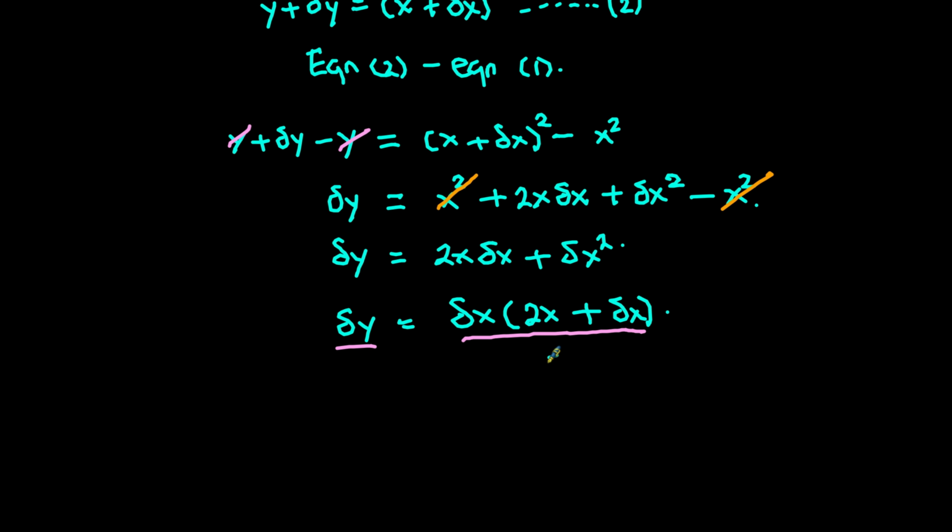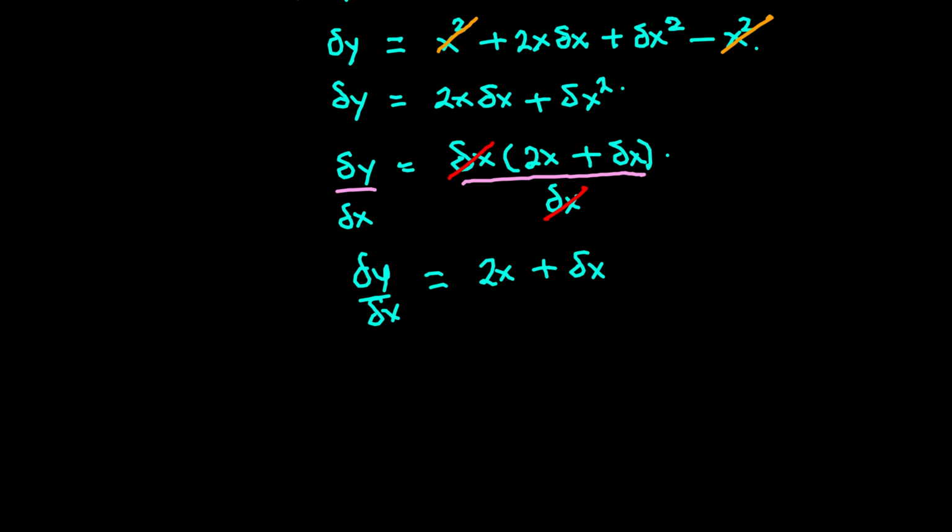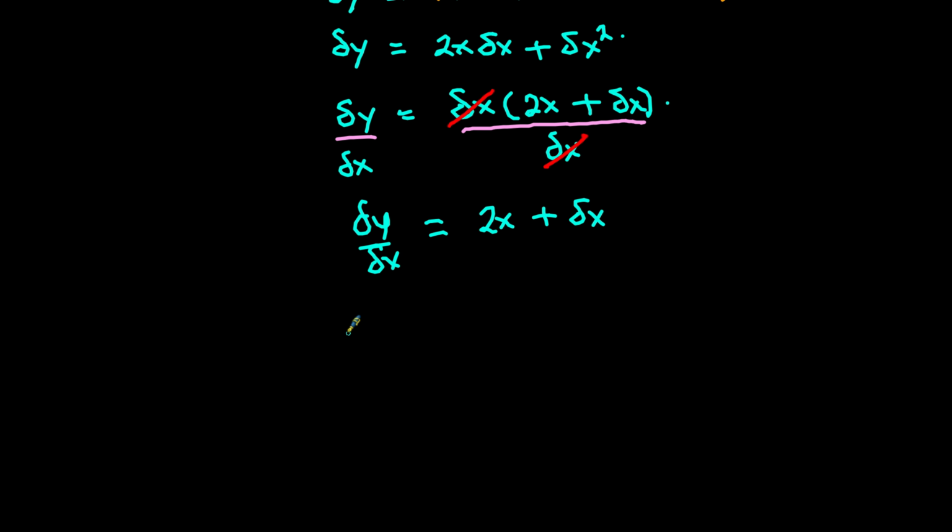On the right hand side we divide by delta x, and on the left hand side we also divide by delta x. Here delta x from the right hand side will cancel from numerator and denominator, and the only quantity we are left with on the right hand side will be 2x plus delta x.